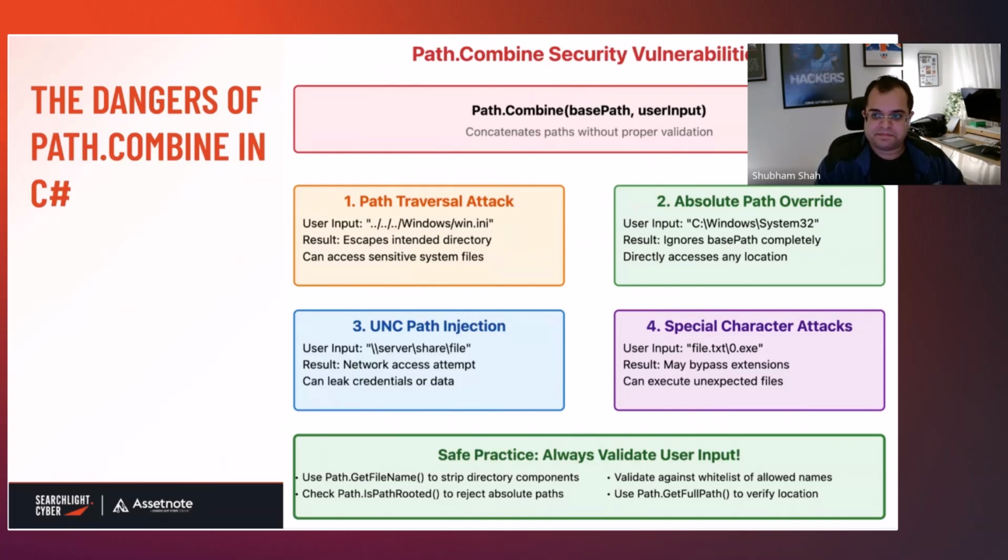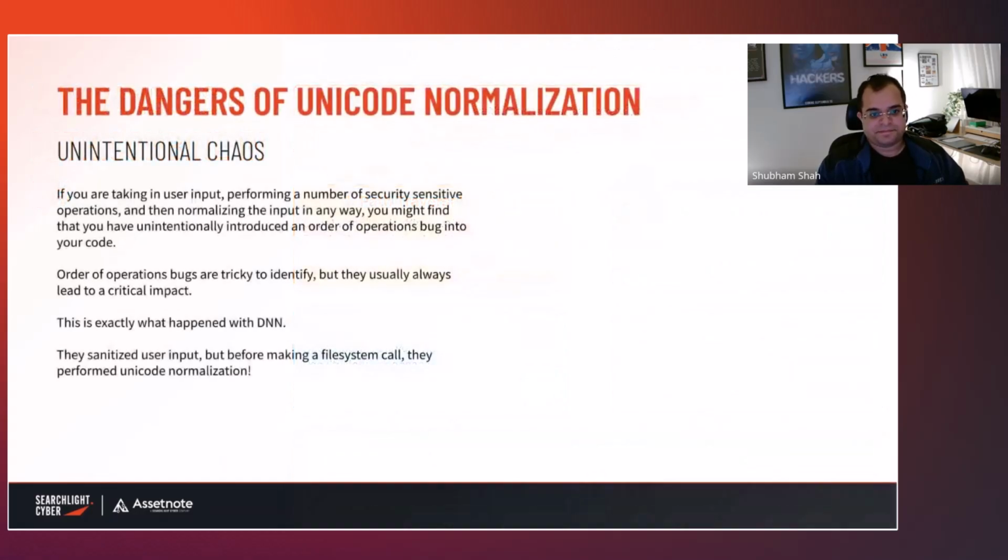absolute path. The other thing that we want to talk about, which will provide you context around how this vulnerability in DNN came to be, is the dangers of Unicode normalization. So if you take some sort of user input and you perform a number of security sensitive operations, and then you normalize that user input in any way, you might find out that you've unintentionally introduced some sort of order of operations bug into your code.